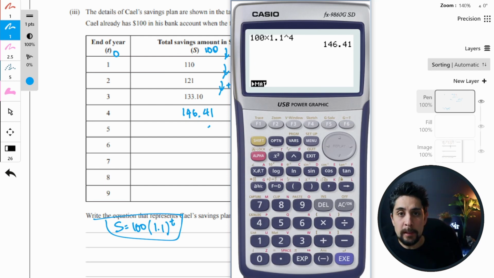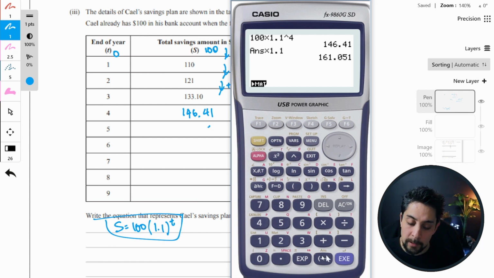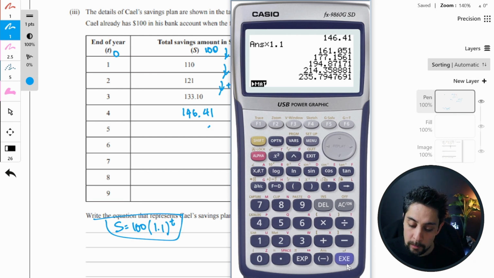Okay, now we're going to keep on adding 10% to that. So we can type in answer multiplied by 1.1. Press the execute button. That's going to be our next value. I'm going to round that to 2 decimal places because we are working in dollars. Now I'm just going to push the equals sign a few times. So we've got our 161 goes here. We want 4 more times. I'm going to copy these details into the table.